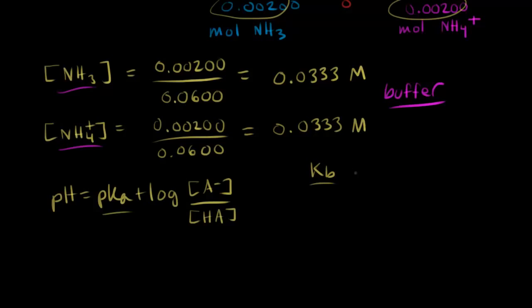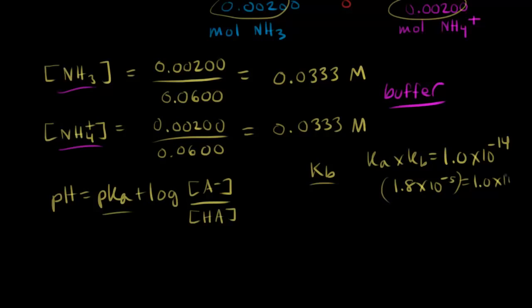We know the Kb for ammonia, and we know that Ka times Kb is equal to 1.0 times 10 to the negative 14. All right, so if we plug in the Kb, 1.8 times 10 to the negative 5, this is equal to 1.0 times 10 to the negative 14. We can solve for the Ka. And to save time, I won't show this on the calculator. I'll just go ahead and write the Ka is equal to 5.6 times 10 to the negative 10.